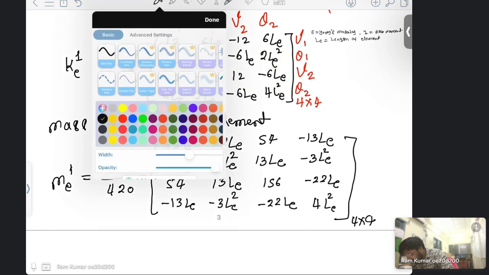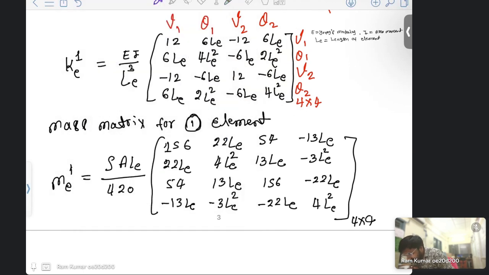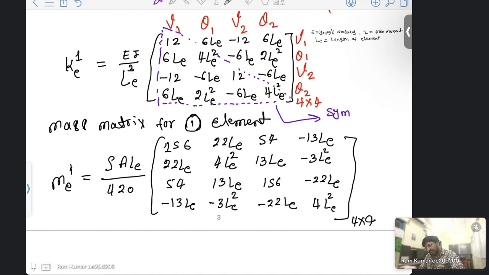So I will draw here one triangle, it will connect like this. You have to remember this triangle of elements, the rest you can find because these are symmetric matrices. Similarly, in this mass matrix also, you have to remember these elements.